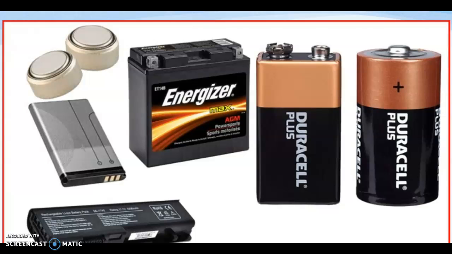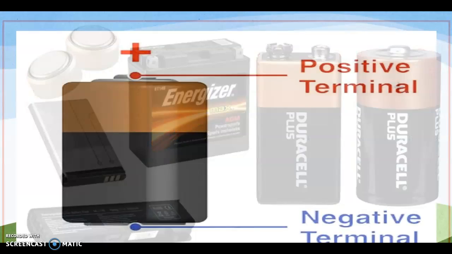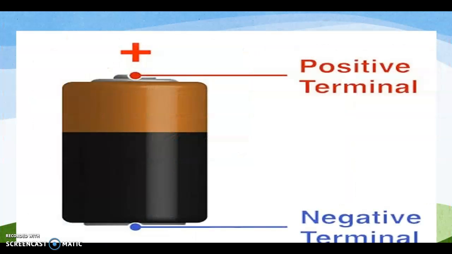We have different types of batteries. Some are so small, like the battery of your watch, and some are so big, like the battery of the car. All the batteries have two terminals, or poles, a positive plus terminal and a negative minus terminal. So all the batteries are sources of electrical current.